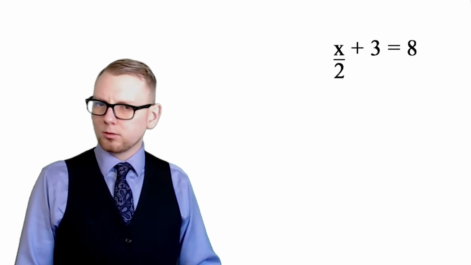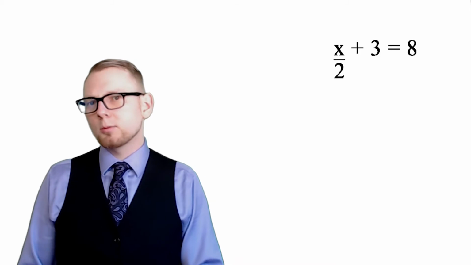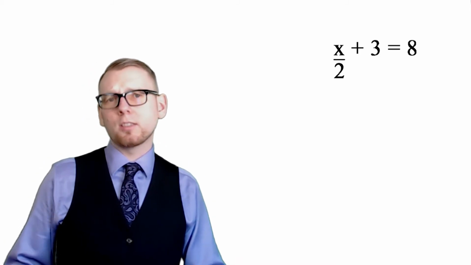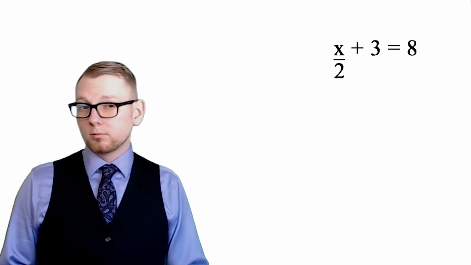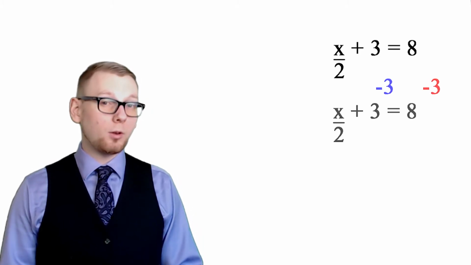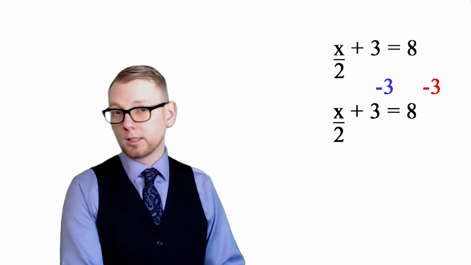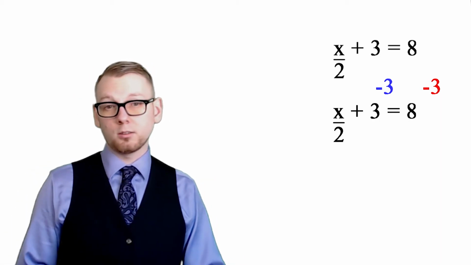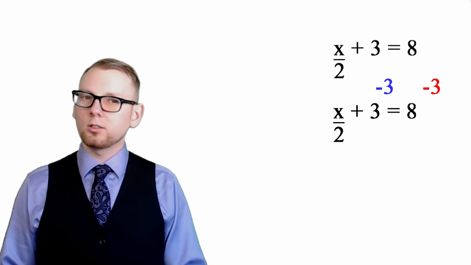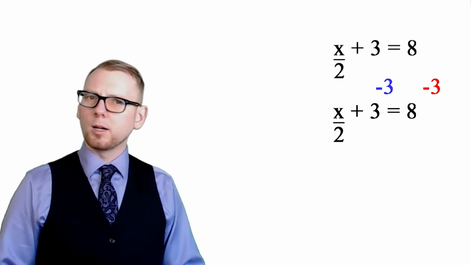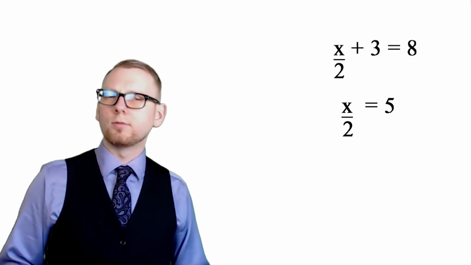Now let's try a mixture. x divided by 2 plus 3 is equal to 8. First, let's work with that 3. We have to take away 3 from both sides. We're going to take x divided by 2 plus 3, subtract 3, equals 8 minus 3. 3 minus 3 is 0, so that's gone. That's great. Then we have x divided by 2 is equal to 8 minus 3, so 5. x divided by 2 is equal to 5.